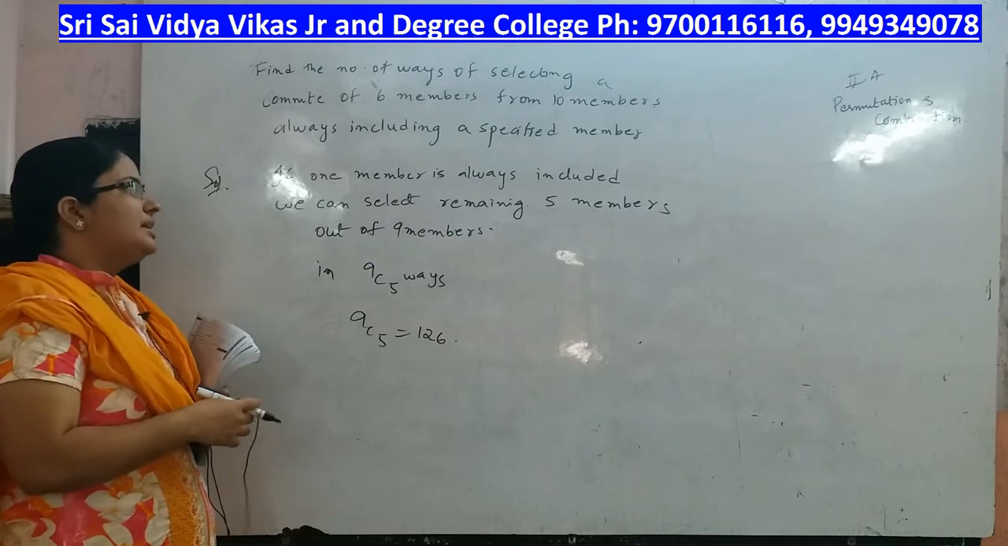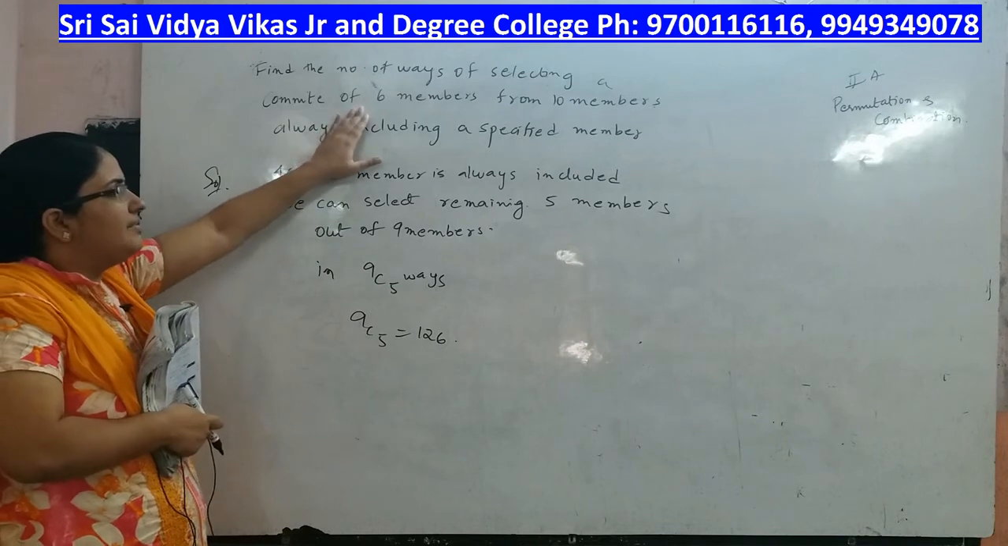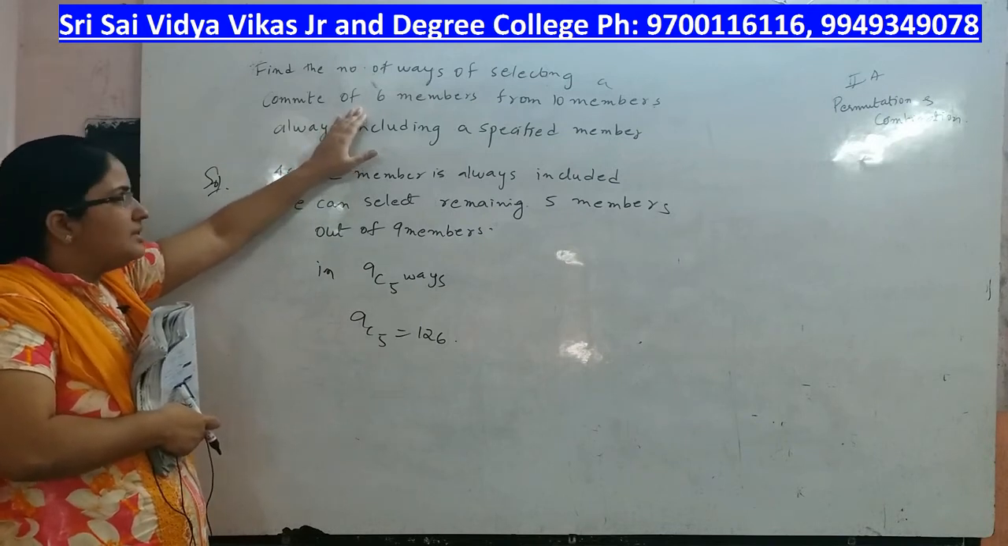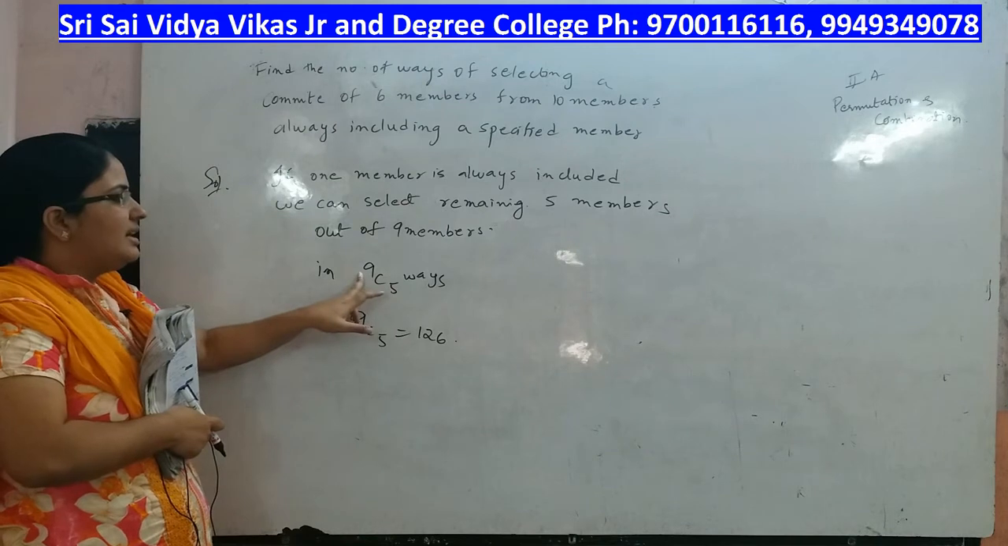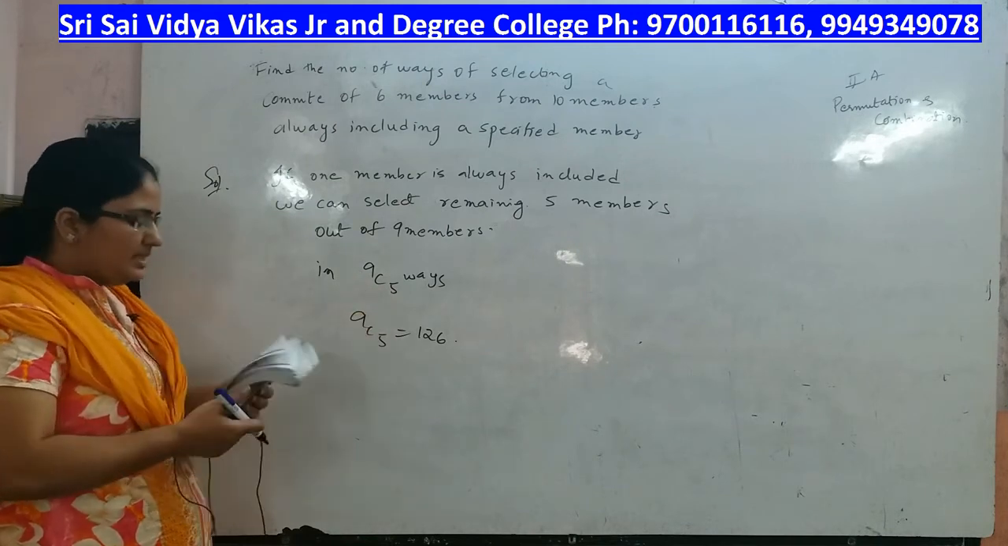If you remove one person from 10 members, you will have only 9 members. If you remove one person from 6 members, you will have only 5 members. So the total number of selections is 9C5 ways. 9C5 value is 126.